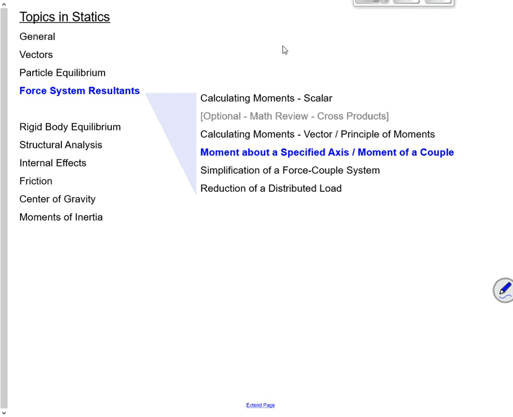This time we're going to talk about two different topics. First, calculating the moment when I know what the axis of rotation is going to be. Or it may not actually be rotating, but it's the axis that I'm calculating about, rather than just calculating about a point. And then we'll talk about the moment of a force couple.